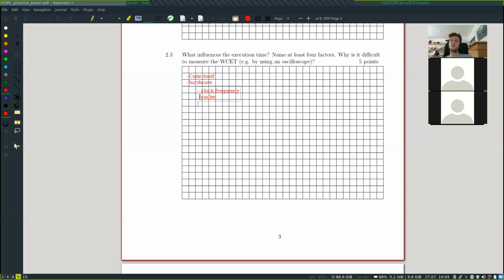Hardware, what else can play a role? Things like temperature can play a role. Maybe the system is overheated and is getting thermally throttled internally. So you just think of these hardware characteristics. So if we have code, clock, hardware, what else can influence the execution time?